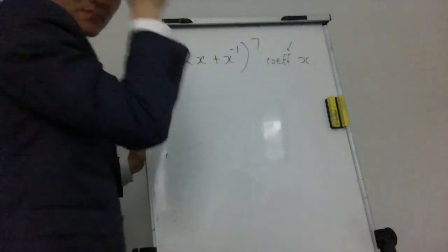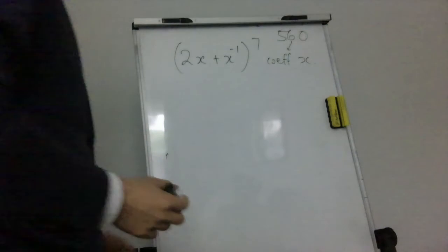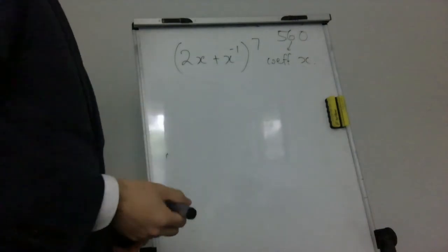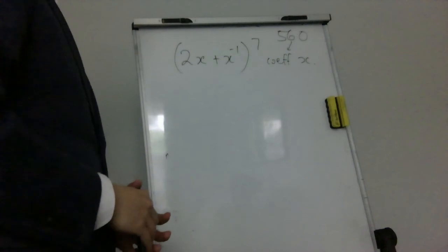Coefficient of x in the expansion of (2x + x inverse) to the power of 7, right? And you want to find the coefficient of x. Oh, actually, they tell you it's 560? Yep, they tell you it's 560. So I guess it's the same as finding it, but if you could somehow check it, you could avoid finding it. Which is more of an exam technique.